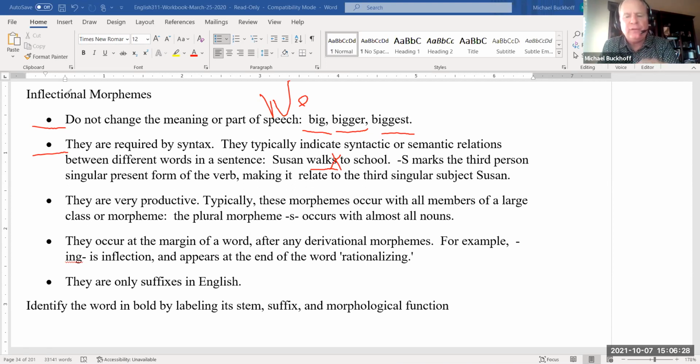So it says in this case, S marks the third person singular present form of the verb, making it agree with the third person singular subject, Susan.